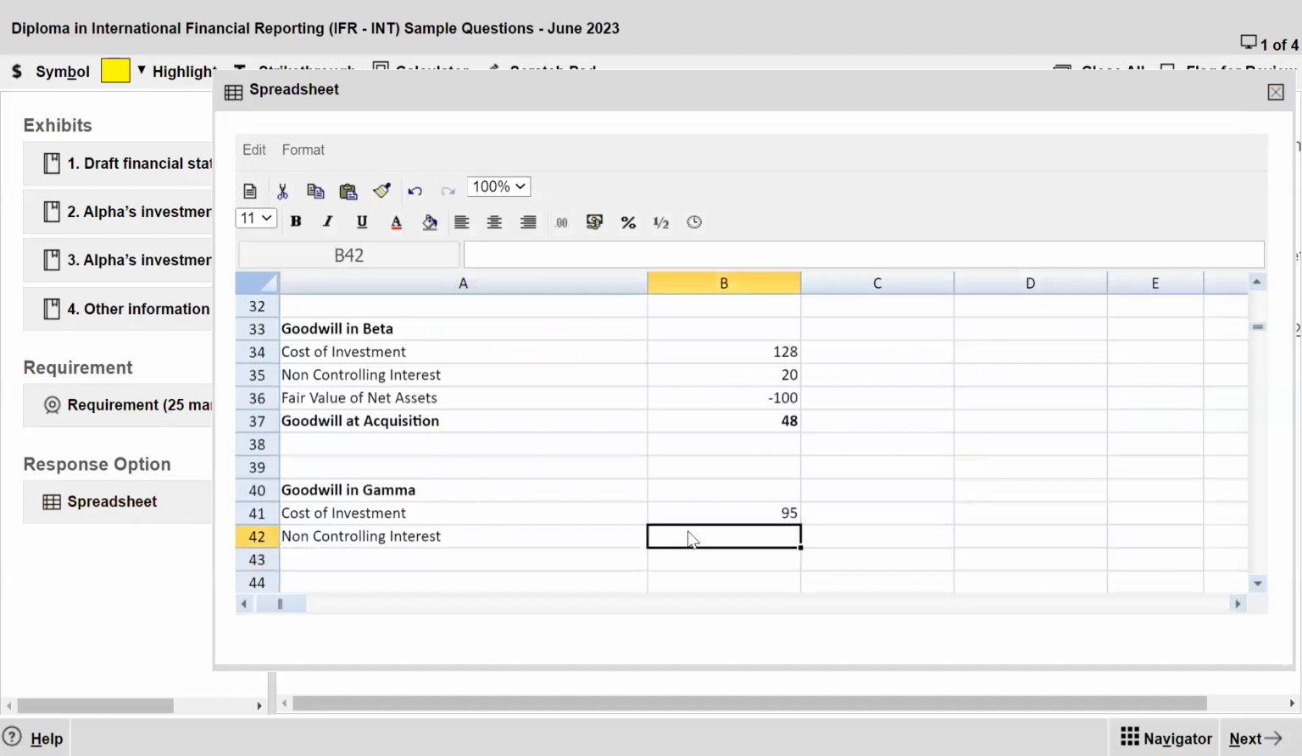So what actually happens is that out of the 10 million, 7.5 million shares were acquired by the parent. So the remaining 2.5 million shares would belong to the non-controlling interest. And this is how the fair value of the non-controlling interest is going to be 10.5.